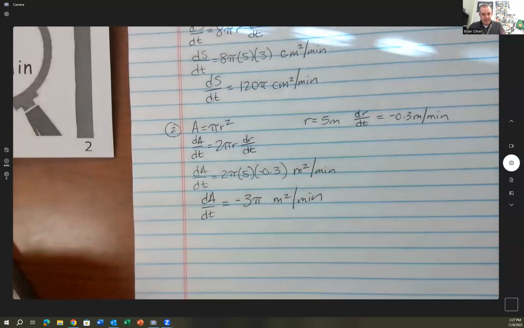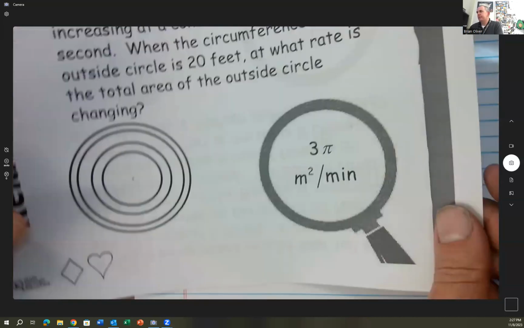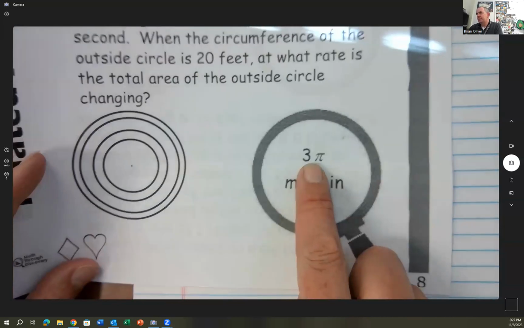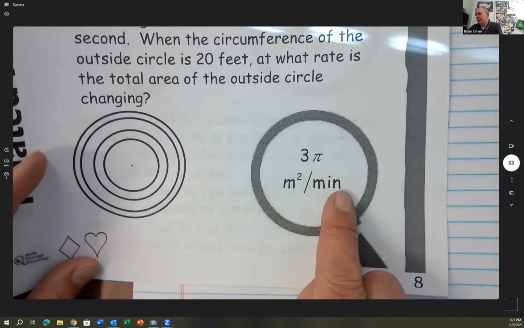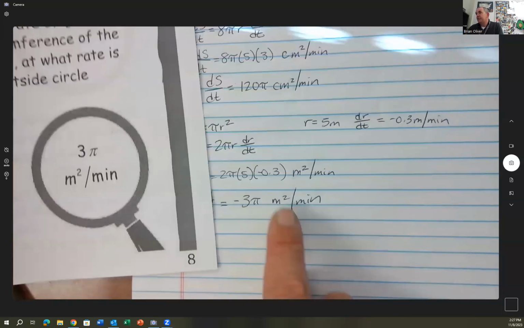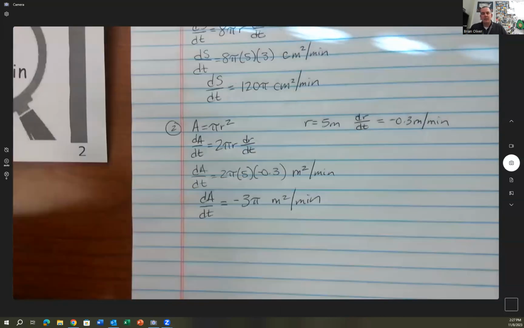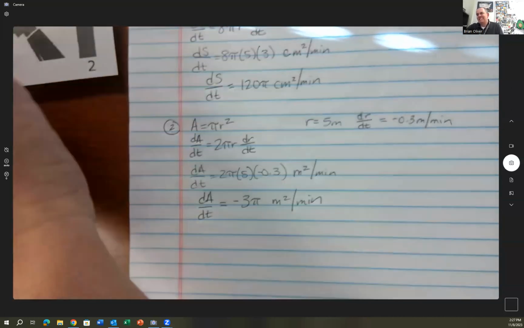Now here's the thing I want you to be aware of. This actually happens in these problems: when we go to look at this answer, we find that the answer here says 3 pi meters squared per minute. So it takes us to slide 8. The reason there's a difference, we see negative 3 pi, but the answer here is 3 pi, is the following. I want to show you.